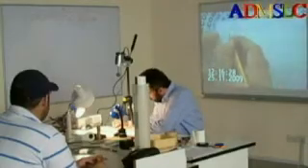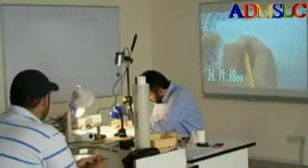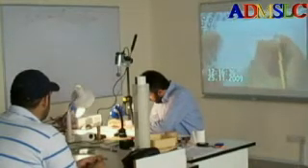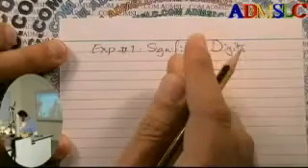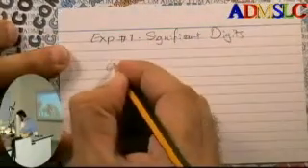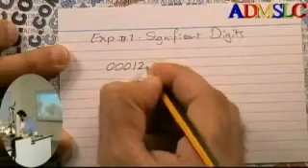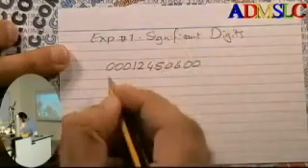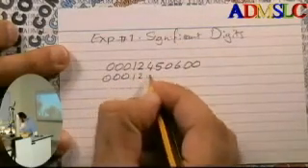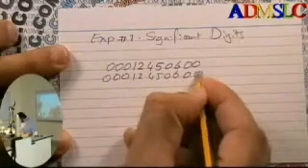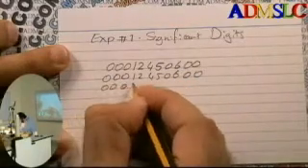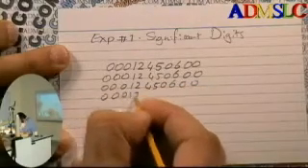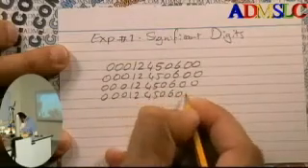Today we have experiments. And the significant digits. Now I'll compare between these numbers, 00124506 00, and I will do the same number, and again the same number, and again the same number.